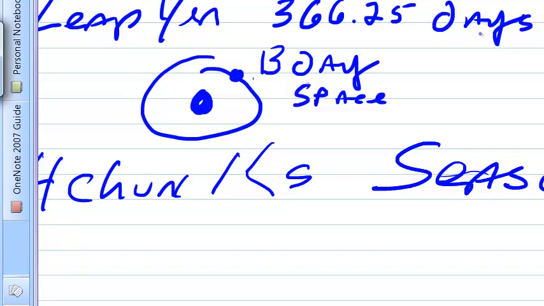So three things give us our seasons, and those three things come together to be the revolution, the tilt, and the angle of the sun's rays. But our calendar is more complex than that, so we have other things in there.